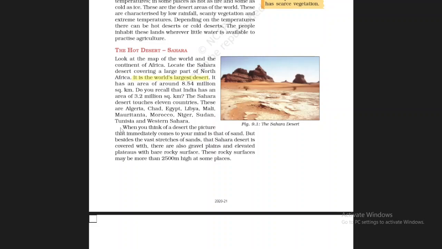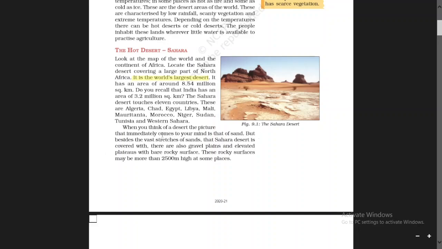When you think of a desert, the picture that immediately comes to your mind is that of sand. Boys, when you think about a desert, instantly the picture of sand comes to your mind. Desert is full of sand.